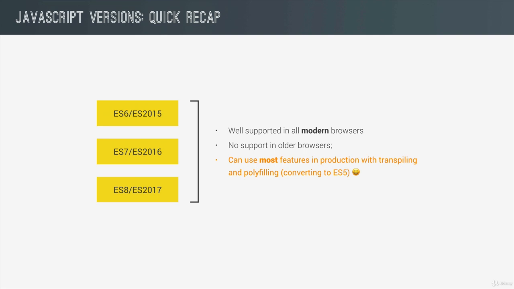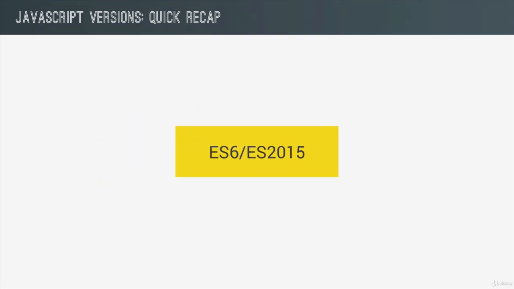So right now, we have all these modern JavaScript versions that we can use in production as long as we transpile and polyfill the code back to ES5, right? And I'm going to show you how to do exactly that in one of the next sections, okay? So we're actually going to use ES7 and ES8 also in the next sections, but for now, I want to start by really focusing on ES6 in this section. Because remember, that's the version that brought us a ton of updates and new features to the language.